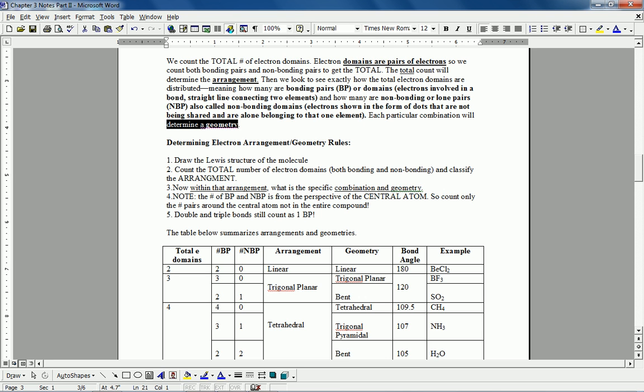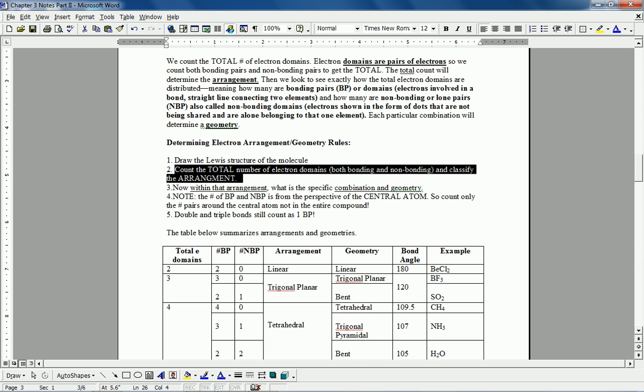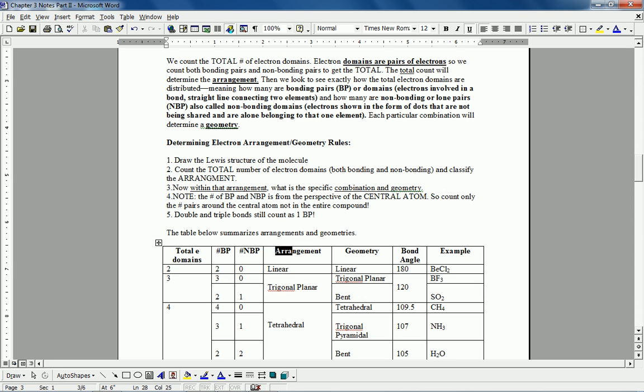So a quick outline here. Draw the Lewis structure is the first step. Count the total number of electron domains, bonding and non-bonding. Classify the arrangement, meaning just this category.